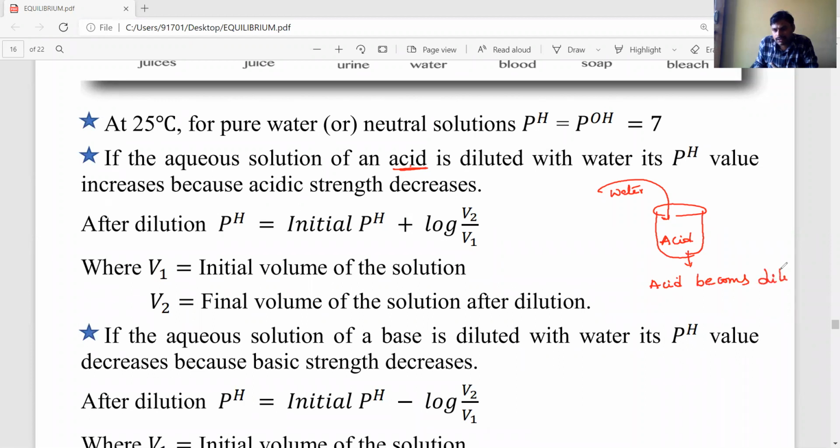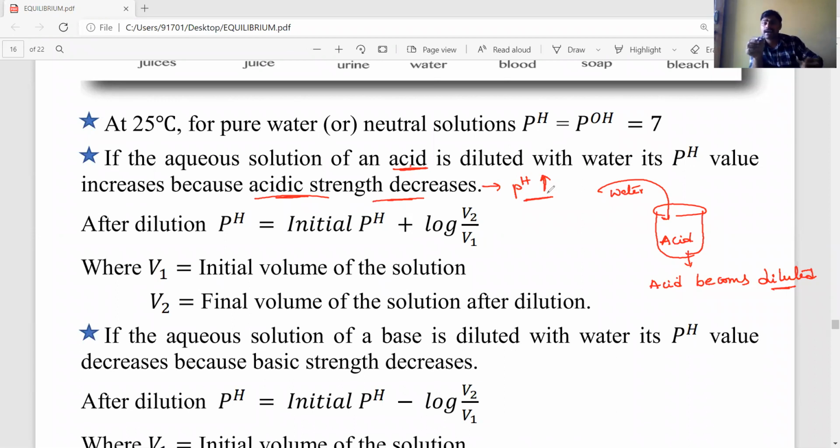Diluted. Okay, then what happens? Upon dilution, acidic strength will decrease. Acidic strength decreases means what? Acidic strength decreases means pH value is increasing. So remember that point in your mind.